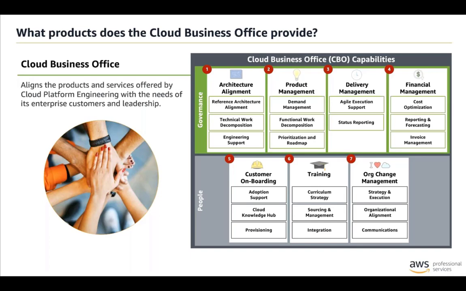Number 3, organizational change management. Organizational change management establishes the overall cloud strategy to be delivered and enabled by the Cloud Enablement Engine, partnering with the cloud leadership team to drive successful implementation across the organization.